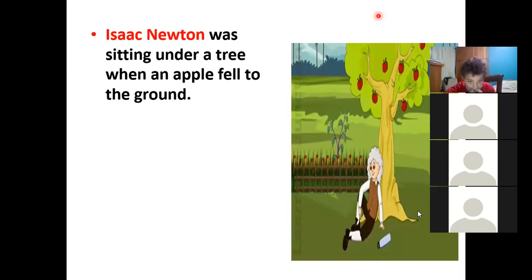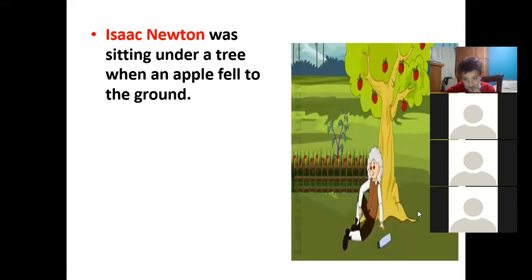A scientist called Isaac Newton was sitting one day under a tree. When he was sitting, it was an apple tree, so an apple fell on his head. When this happened, he started to think about why this apple fell on his head. Why didn't it go right or left or fly in the air? Why did it fall right on the ground?